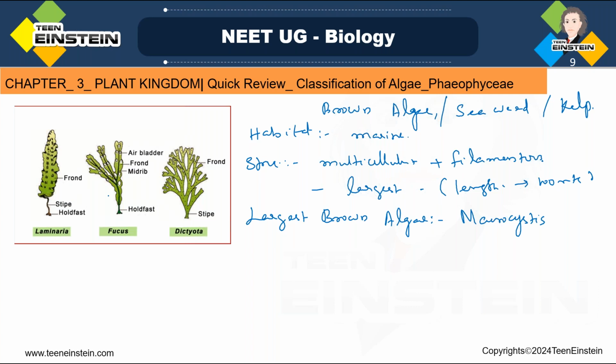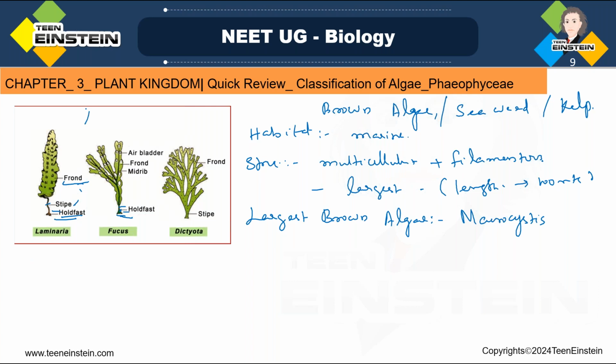The plant body is usually attached to the substratum. Here you can see the plant body types. The holdfast is attached to the substratum, and it has a stalk, which is called the stipe. Then there is a leaf-like structure that can perform photosynthesis, which is called the frond or lamina. Clear?